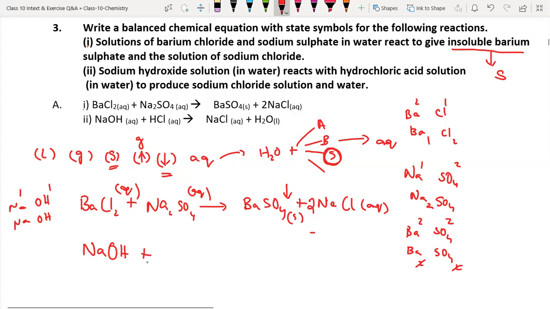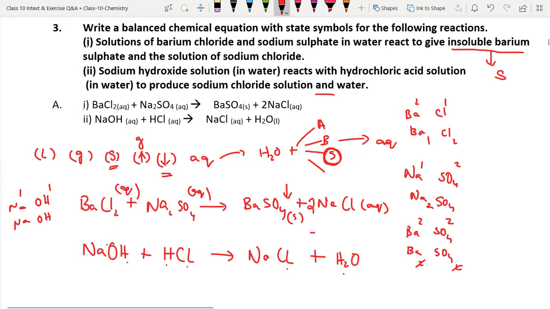Reacts with hydrochloric acid. Chemical formula of hydrochloric acid HCl, that is also in water, no need to represent H2O, to produce sodium chloride solution and water. You see, they are not saying sodium chloride solution in water, they are saying sodium chloride solution and water. So sodium chloride means NaCl and plus water H2O. Let us see whether it is balanced or not. 1 Na balanced, 1 oxygen balanced, 1 hydrogen and here 2 balanced, 1 chlorine balanced. No need to balance, it is already a balanced equation.